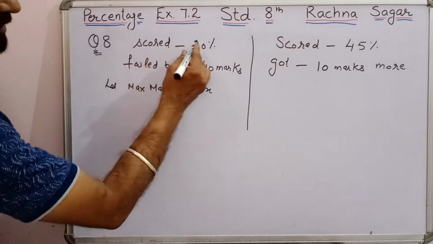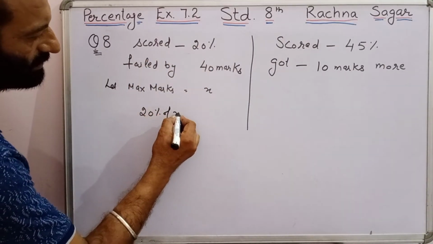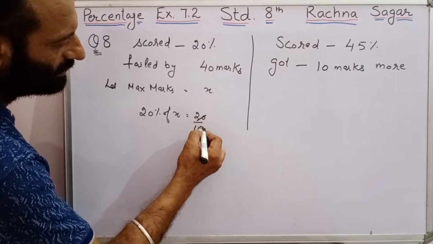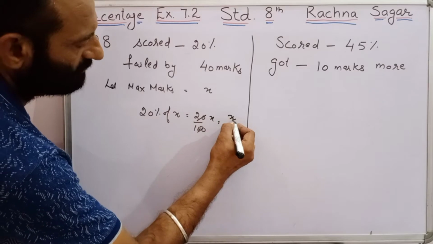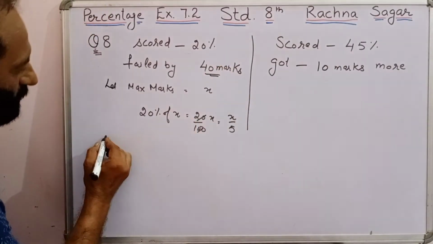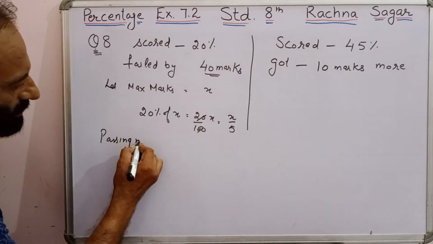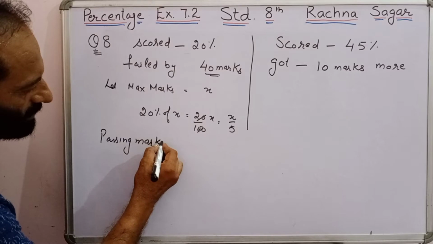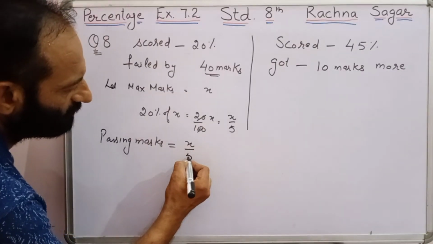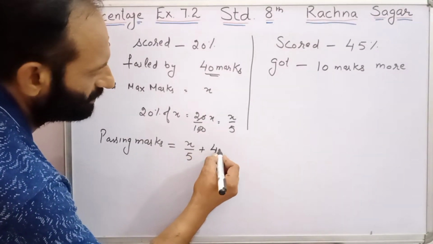Therefore this student got 20% of x, that is 20 over 100 into x, that is x by 5, and he failed by 40 marks. He got x by 5 marks, failed by 40 marks. Therefore passing marks are x by 5 plus 40.